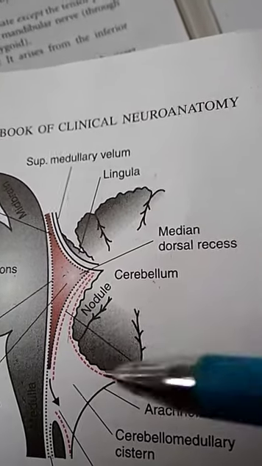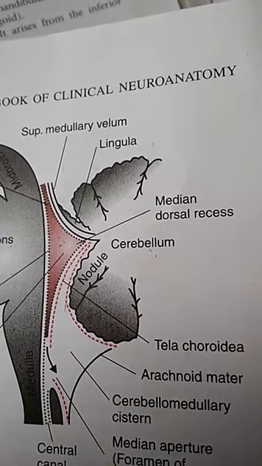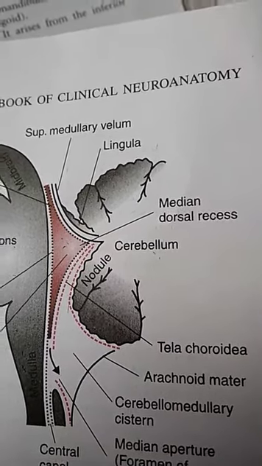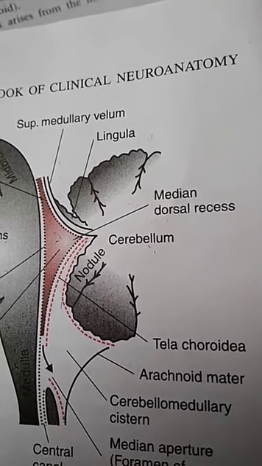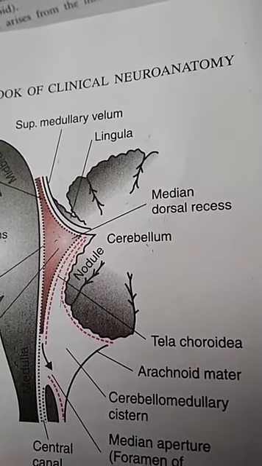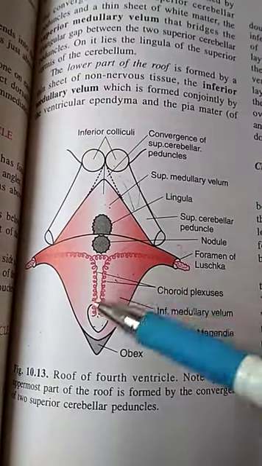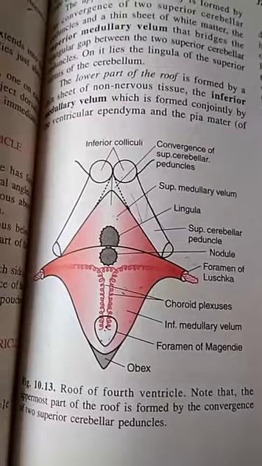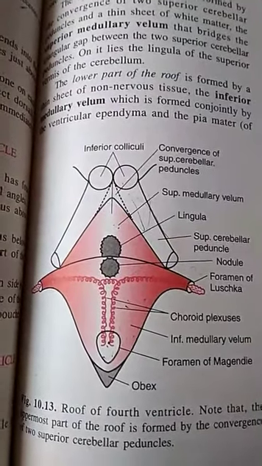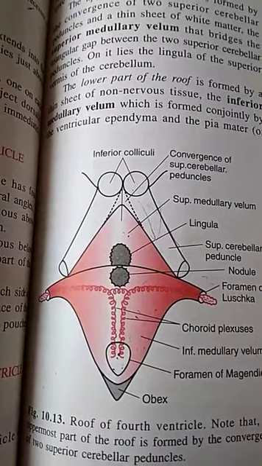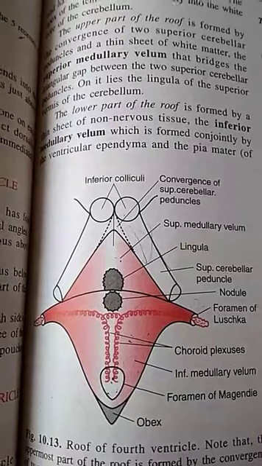Laterally, the dorsal layer becomes continuous with the pia mater of the cerebellum, and the ventral layer becomes continuous with the pia mater covering the dorsal aspect of the medulla oblongata. When a capillary plexus derived from branches of the posterior inferior cerebellar arteries invades between the two layers of tela choroidea, it forms the choroid plexus.